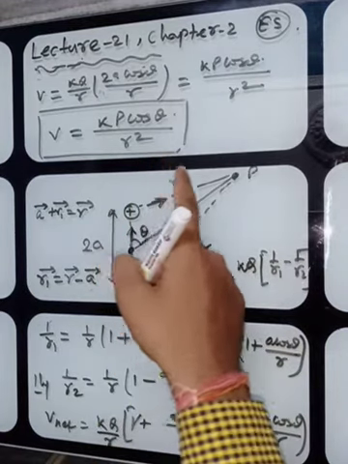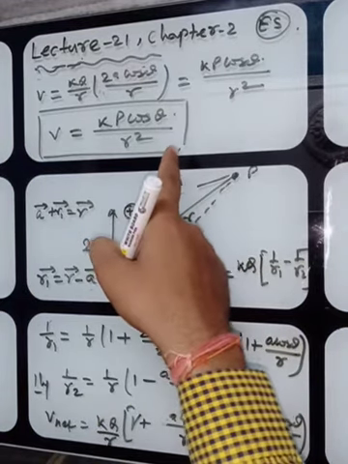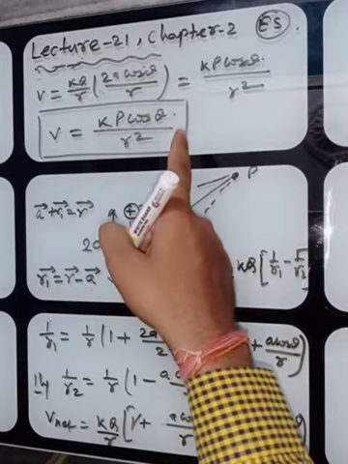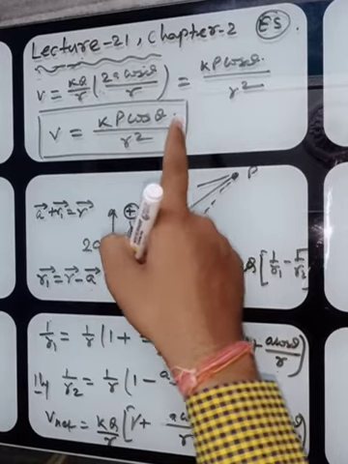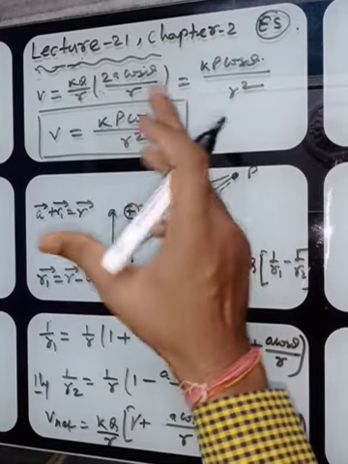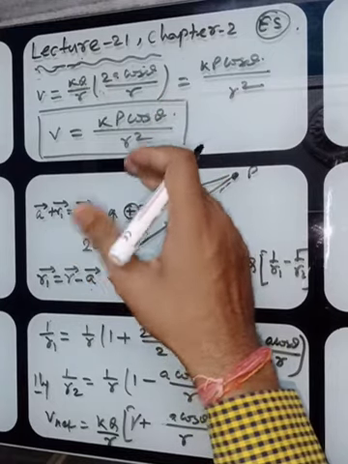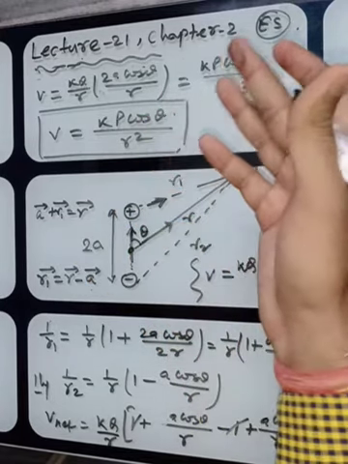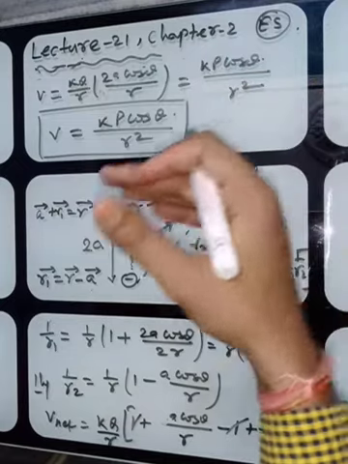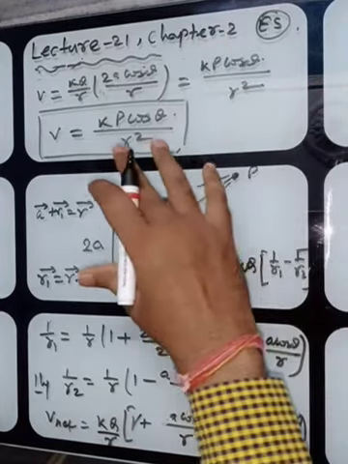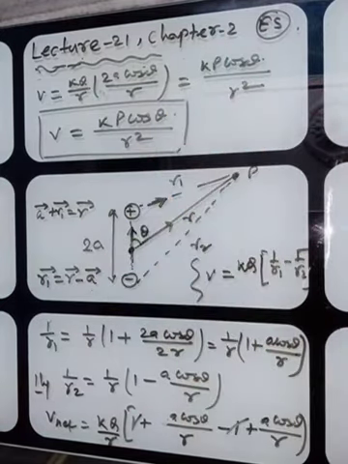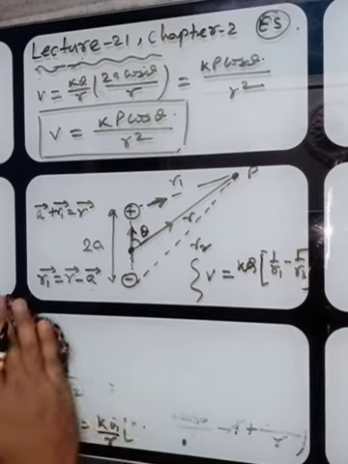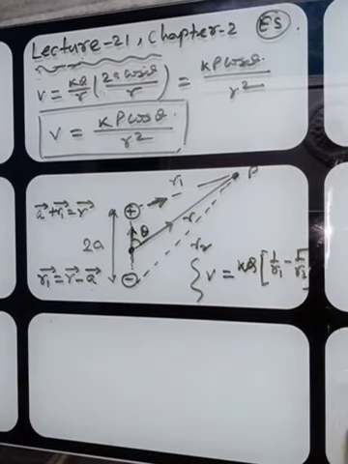This is the expression for the potential. Remember, this is the expression for potential at an arbitrary point, that is at any general point. If you are not given the angle, you can apply the condition over here and find the expression for equatorial and axial both.